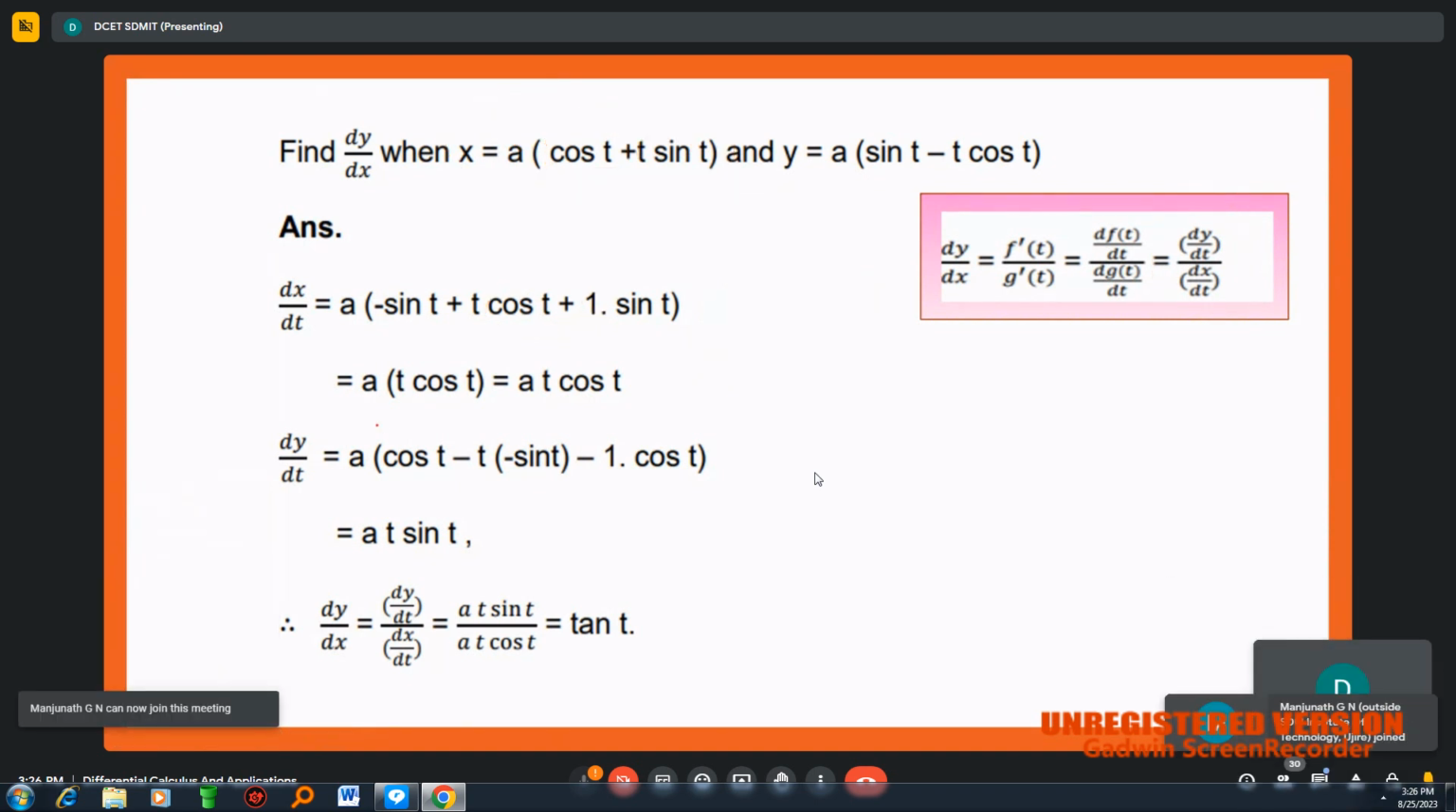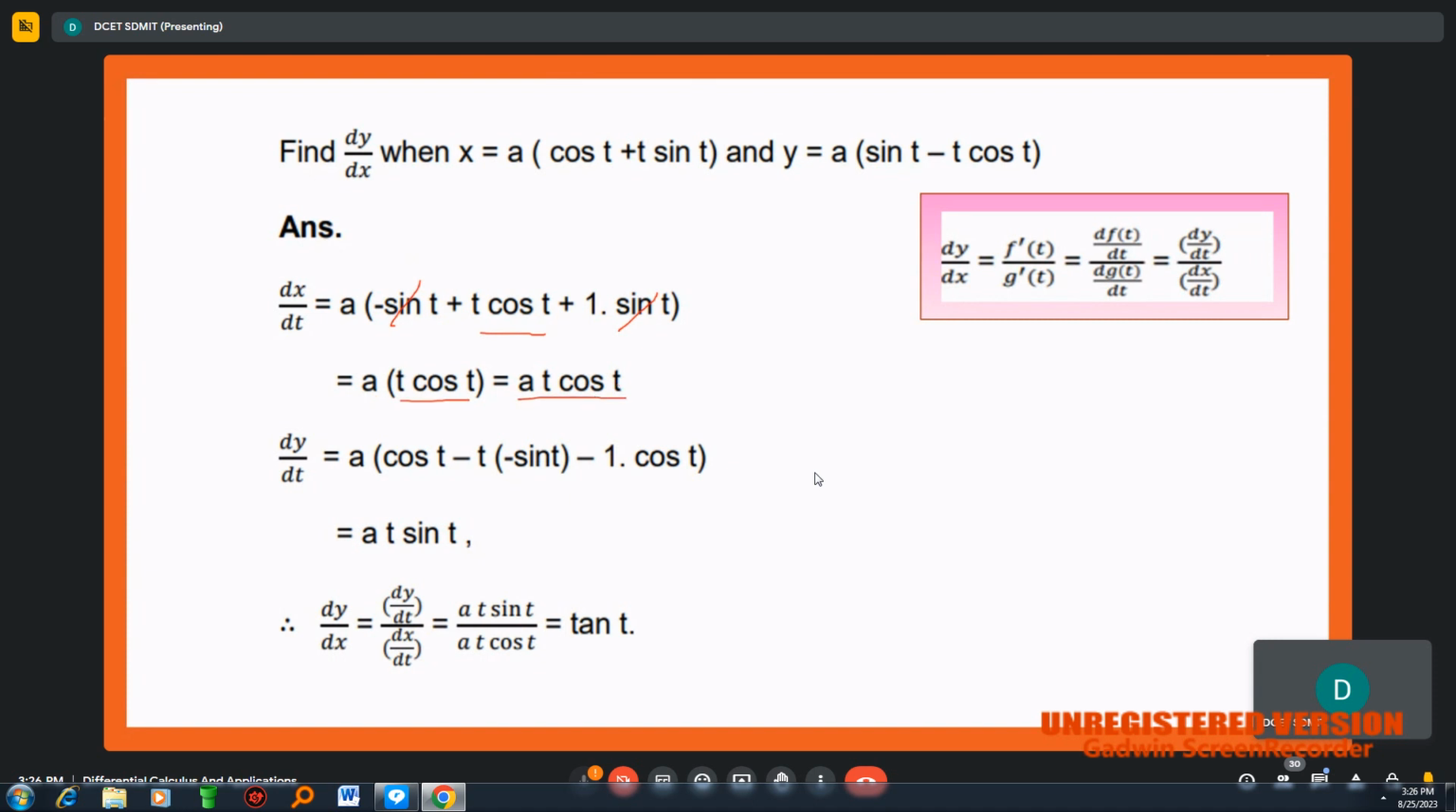Now we have to simplify here. Now minus sin t plus sin t is cancelled here. What's the left term? t cos t. Therefore, a into t cos t is nothing but at cos t. Now we have to differentiate y is equal to a into sin t minus t cos t.